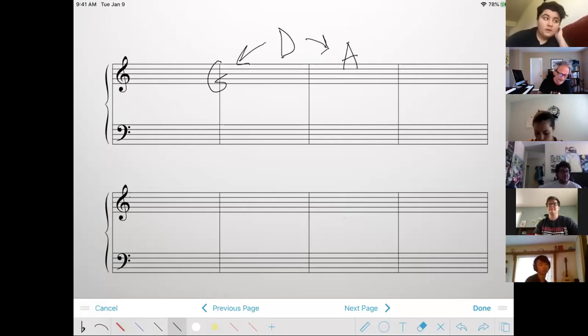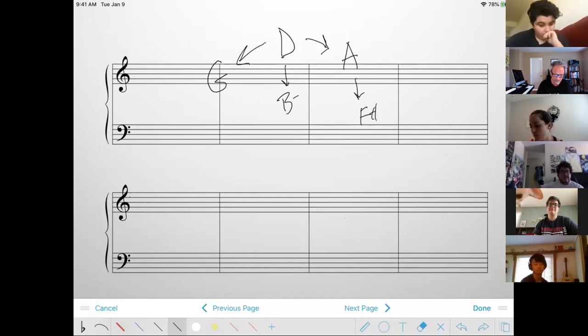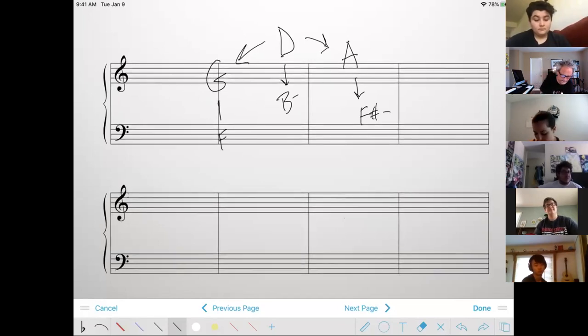Okay, and then how about minors? B minor, for my original key. F sharp minor, great. And what's the relative minor of G? E minor. E minor is correct, yes.